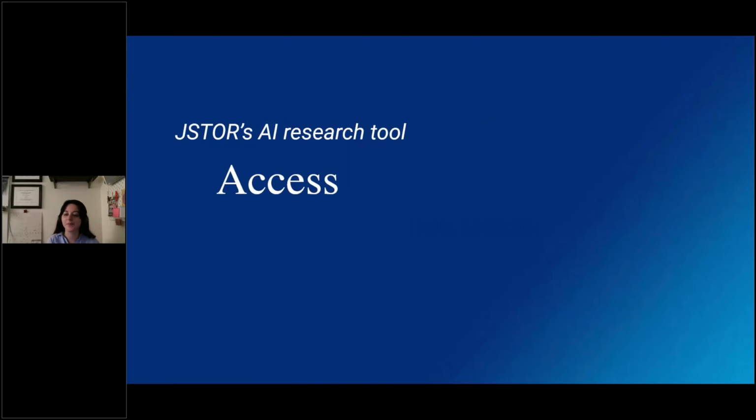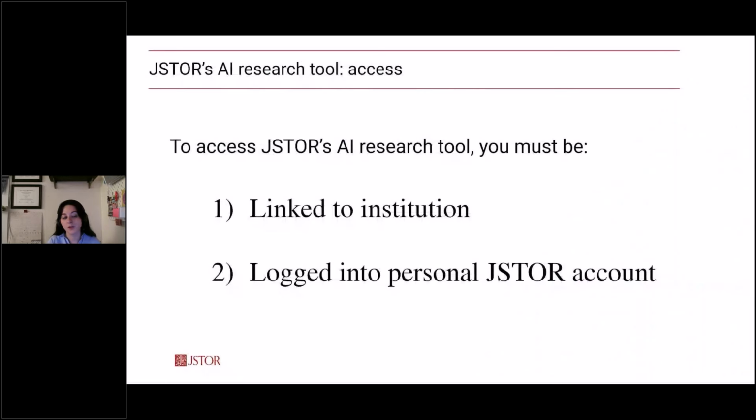Thanks, Kelsey. First, let's talk about access to the research tool. So to use the research tool, you need to be first linked to your institution and then logged into your personal JSTOR account. We are going to talk through both of these points so you can help yourself and others troubleshoot, as this is one of the first times that we've made a feature reliant on being logged into your personal JSTOR account. And of course, if you're running into any trouble, you can always get in touch with our support team at support@jstor.org.